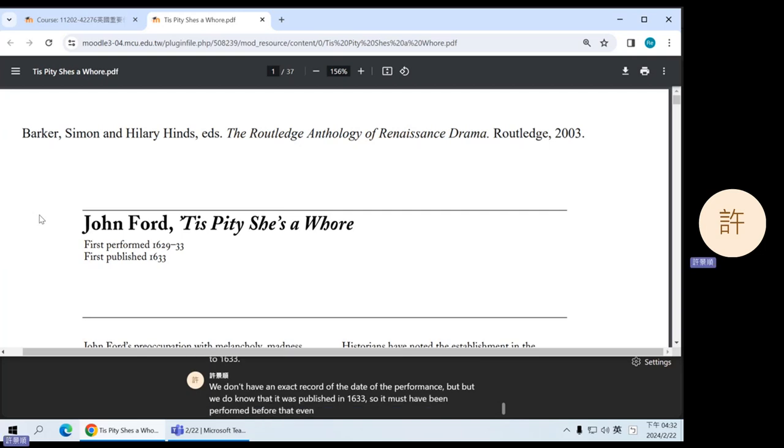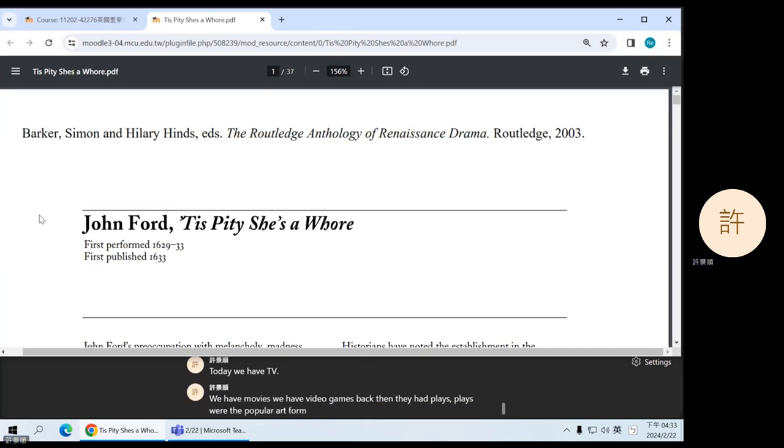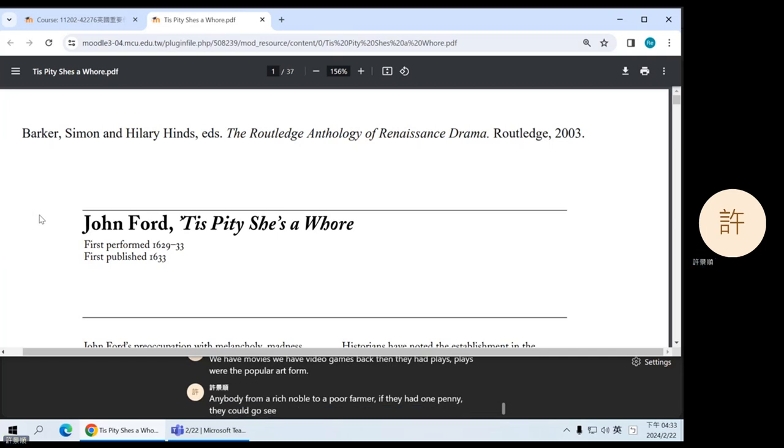Even today, even modern stage plays are first performed and then published. The kind of stage play in that period. Okay, let's start from the beginning. Today we have TV, we have movies, we have video games. Back then, they had plays. Plays were the popular art form. Anybody from a rich noble to a poor farmer, if they had one penny, they could go see a play.